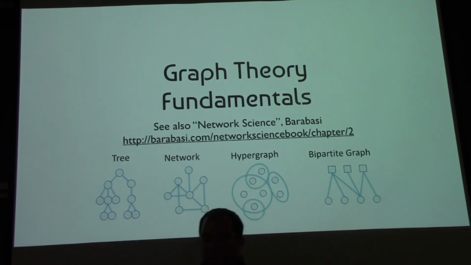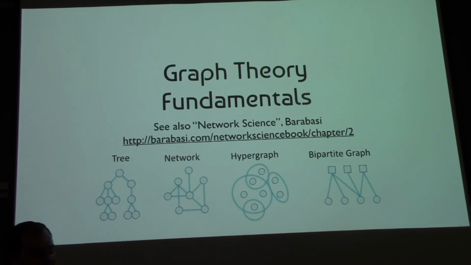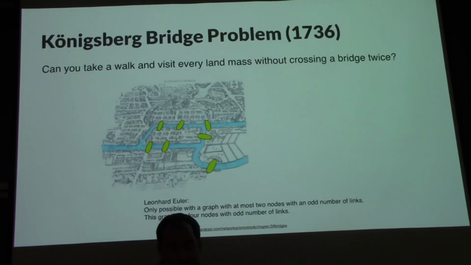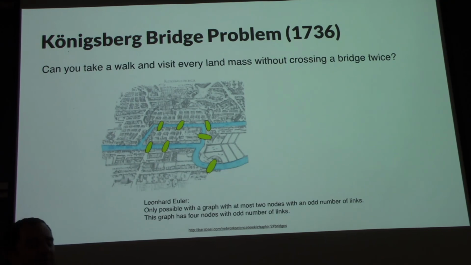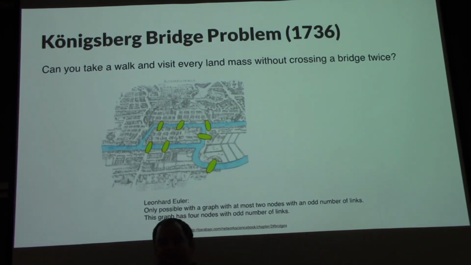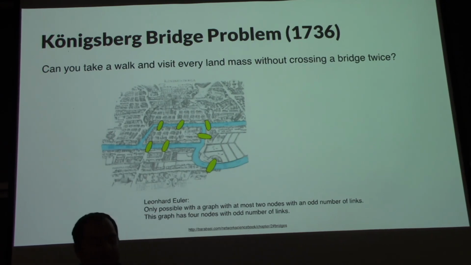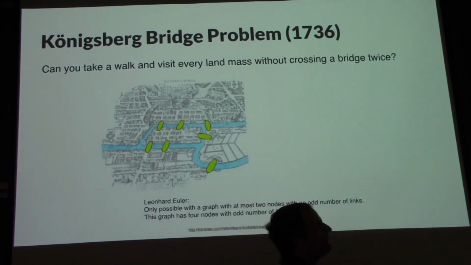There's a nice book that's online. This is by Laszlo Barabasi, who is the scientist that essentially invented the field of network science, and here's a link to that, which is a pretty interesting book. Graph theory goes back to the Königsberg Bridge problem, which was formulated sometime in 1736. Königsberg is a city in Germany.